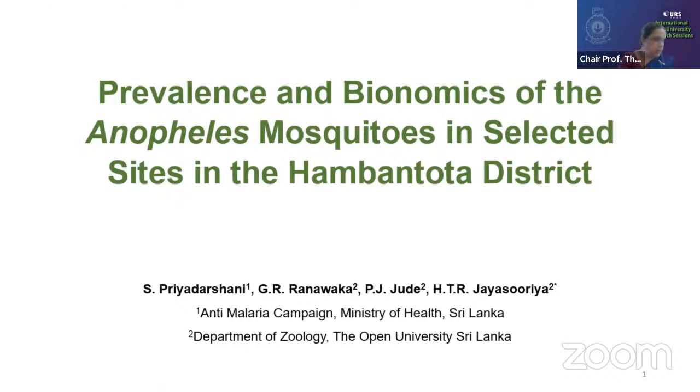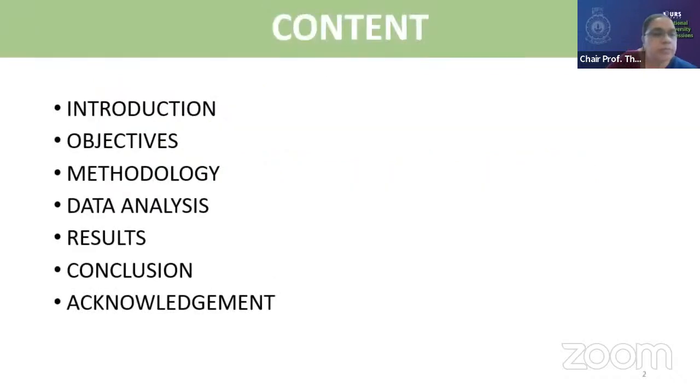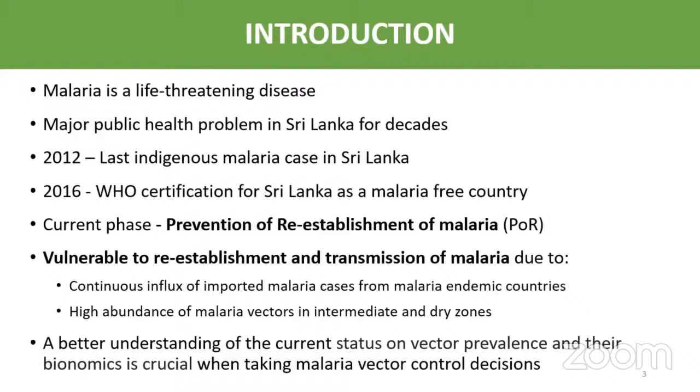My study's topic is prevalence and bionomics of the Anopheles mosquitoes in selected sites in the Hambantota district. This presentation is organized in the order of introduction, objectives, methodology, data analysis, results, conclusion, and acknowledgement. Moving to the introduction, malaria is considered a life-threatening disease. It was one of the major public health problems in Sri Lanka. The last indigenous malaria case was reported in 2012. After three successful years with zero indigenous malaria cases, the country was certified by the World Health Organization as a malaria-free country. Currently, Sri Lanka is in the phase of prevention of re-establishment of malaria.